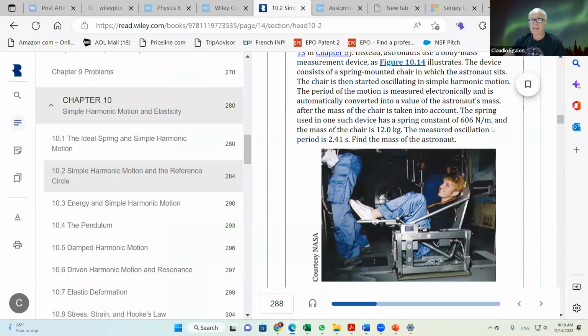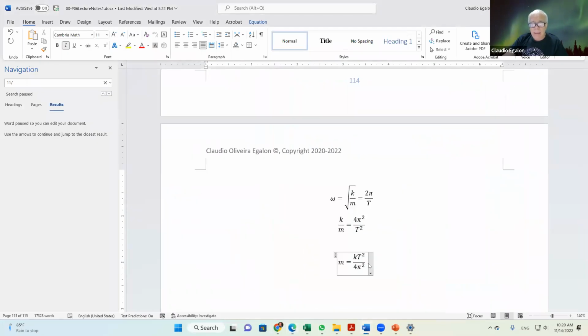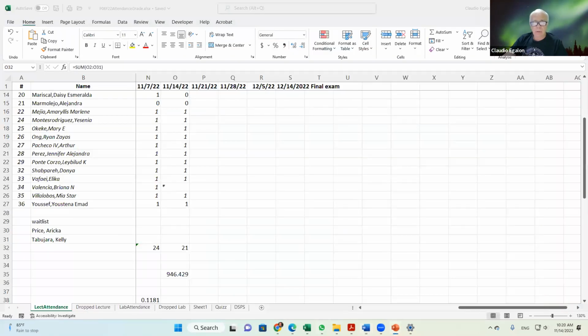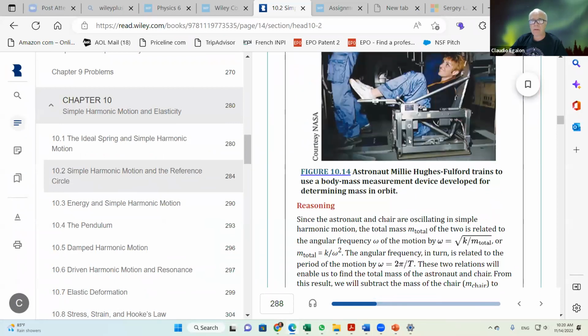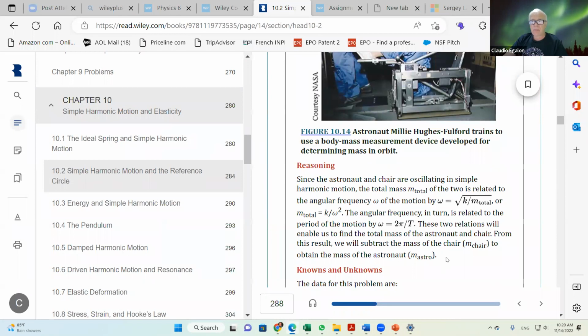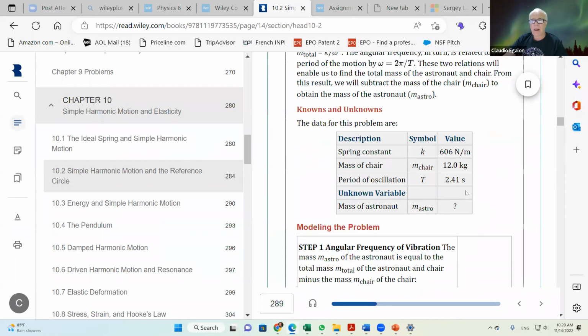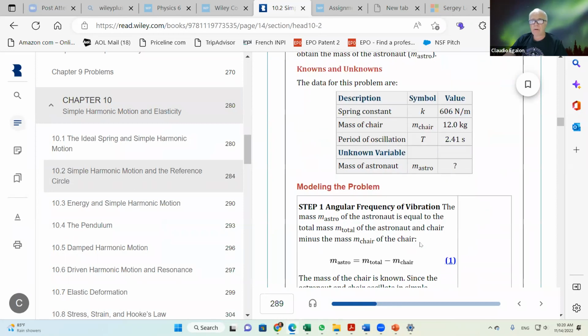The spring used in one of the devices has a constant of 606 Newton per meter, and the mass of the chair is 12 kilograms. Okay, the mass of the chair also affects that, right? So we can put here the mass of the astronaut plus the mass of the chair. Unless the mass of the chair is negligible. Okay, it's 2.5, the mass of the astronaut, right? So here we go, the same equation that we used here, and then we end up getting the mass of the astronaut.